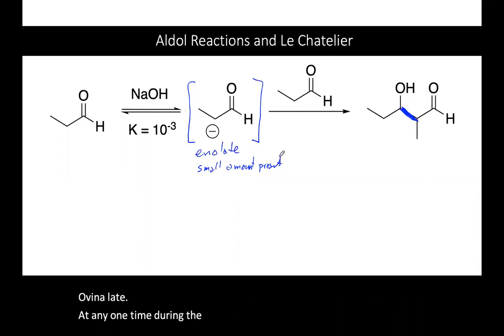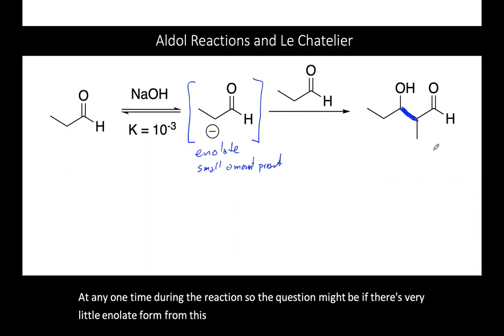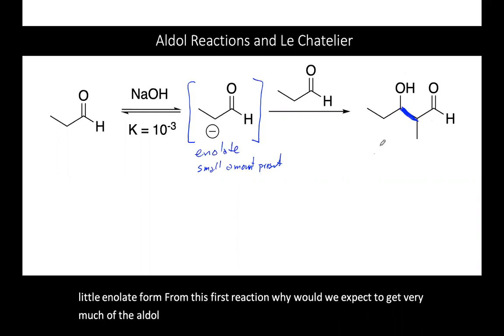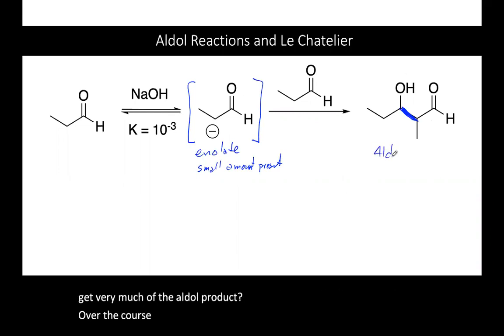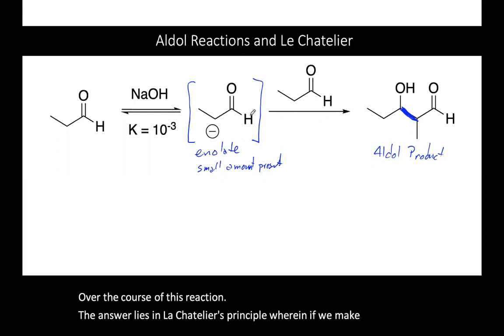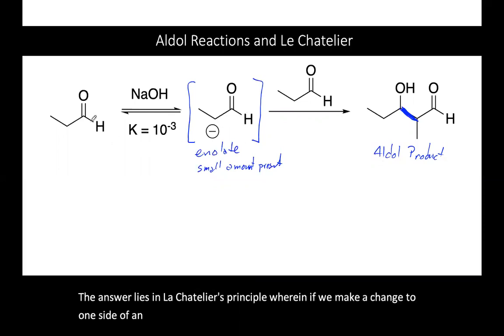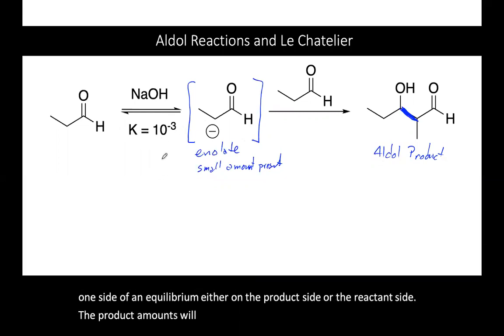So the question might be, if there's very little enolate formed from this first reaction, why would we expect to get very much of the aldol product over the course of this reaction? The answer lies in Le Chatelier's principle, wherein if we make a change to one side of an equilibrium, either on the product side or the reactant side, the product amounts will shift to compensate for that change.